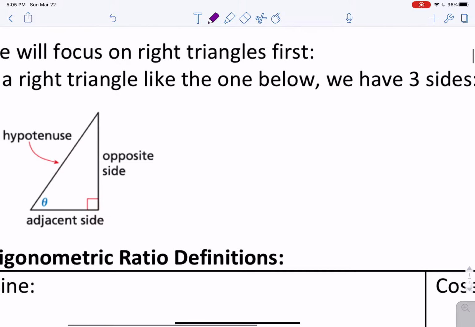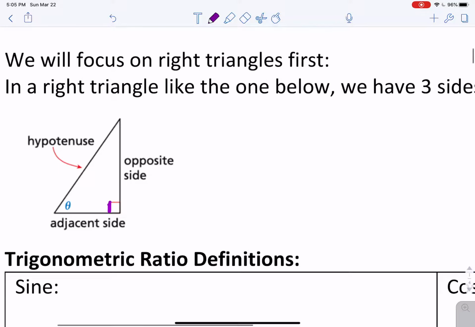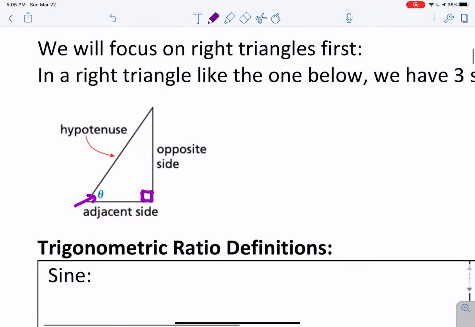So starting off with right triangles, right triangles are triangles that have a right angle in them. And so here's a right angle in this triangle. That's what tells us it's a right triangle. We have 3 sides, and we're going to label one of the angles on here. And it's labeled with this symbol that looks like a 0 with a line through it. This is the Greek letter theta.